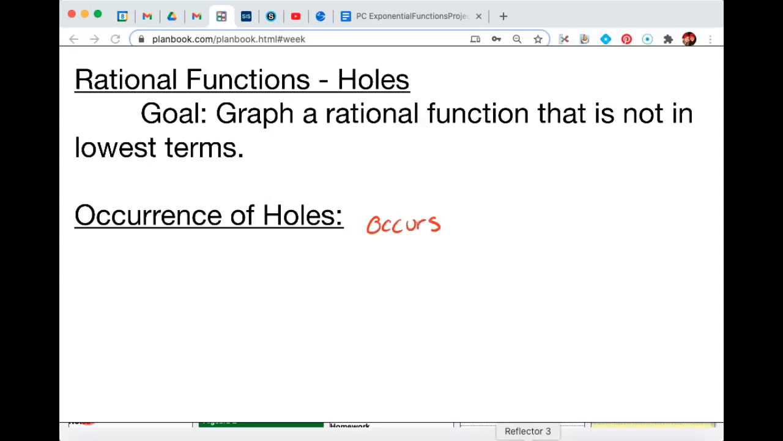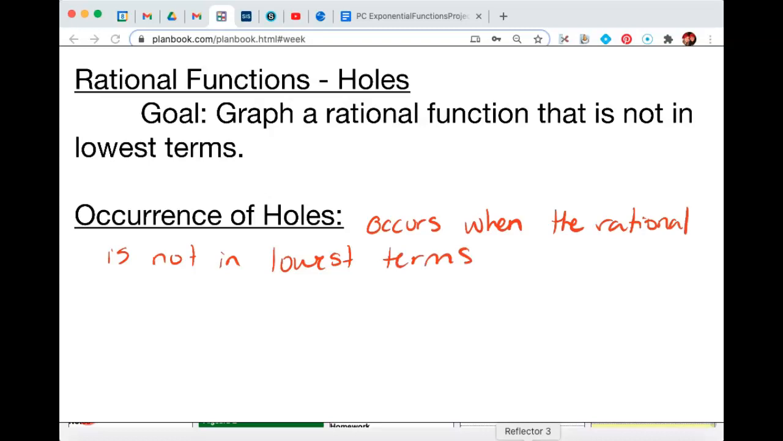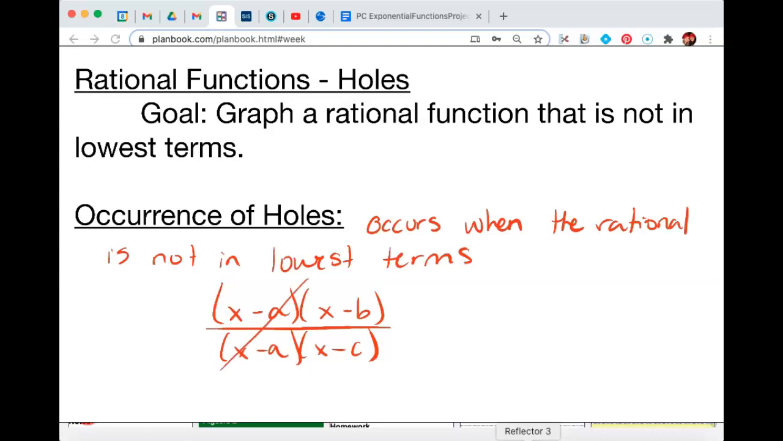I'm going to say it occurs when the rational function is not in lowest terms. Basically, if you factor the numerator and factor the denominator, there's some piece that can cancel out. So let's just say I have (x minus a) times (x minus b) over (x minus a) times (x minus c). This is a rational function not in lowest terms. Technically, if we were doing this algebraically, I could cancel this part out.